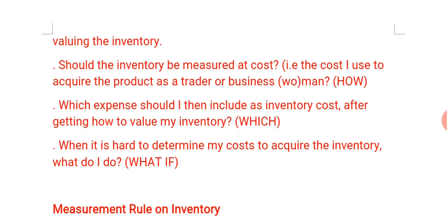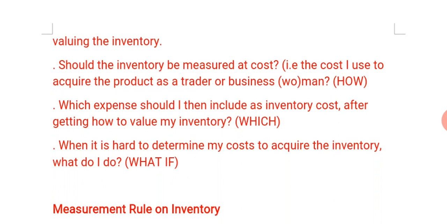Those processes involve expenses that need to occur for you to get that shirt to sell. Now the question is, should I include the tax amount as the cost of inventory, the cost of the shirt? Should I also include my transport fare as the cost of the shirt itself when I want to record the value of the inventory? Now we'll be knowing that very soon. And it said the third question you ask yourself is, when it's hard to determine my costs to acquire the inventory, what do I do? Now, if it's hard to determine the costs, what should you do? That's another question a novice should ask.